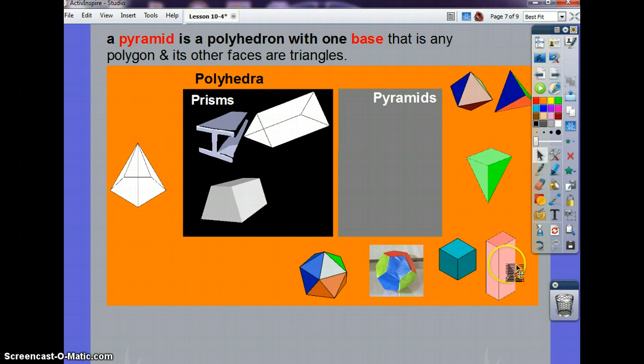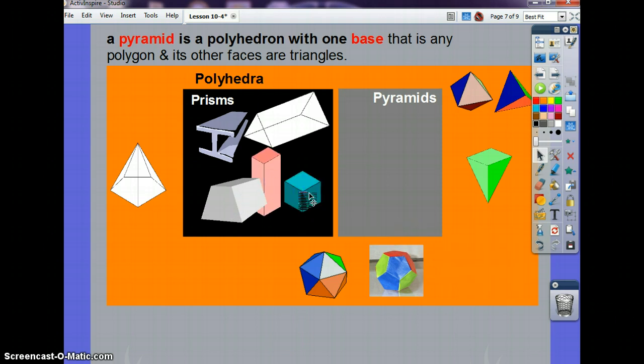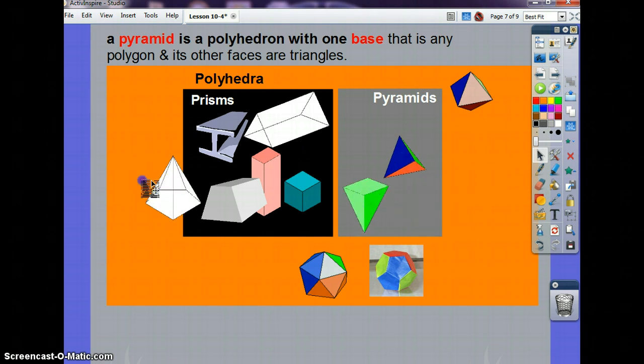And we'll then look at the figures that we were left with and see which of those that are left are called pyramids. Now remember, a pyramid is a polyhedron that has one base that is a polygon. Its other faces are triangles. So this would be a pyramid. This one is a pyramid, and this one is a pyramid.